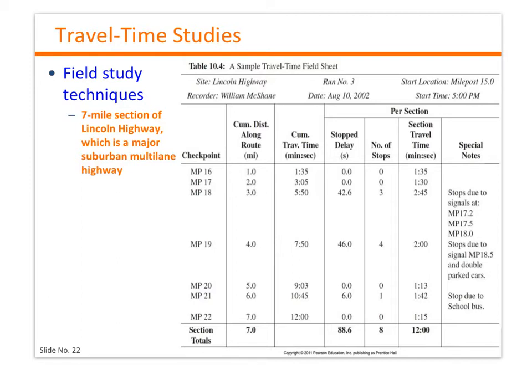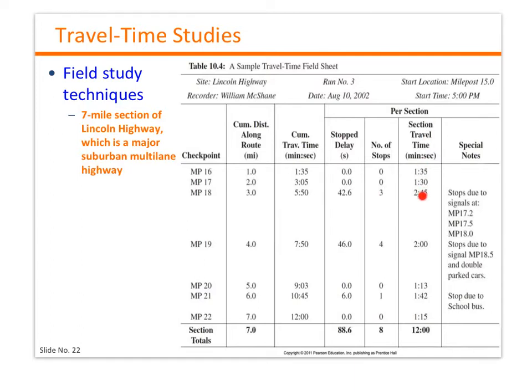Now the next column is the stopped delay. How much delay did we experience for each section? For example, for the first 2 mile posts, we did not experience any delays, while by the time we reached mile post 18, we had 42.6 seconds of delay. And this 42.6 seconds of delay is related to how many stops? The car stopped 3 times.